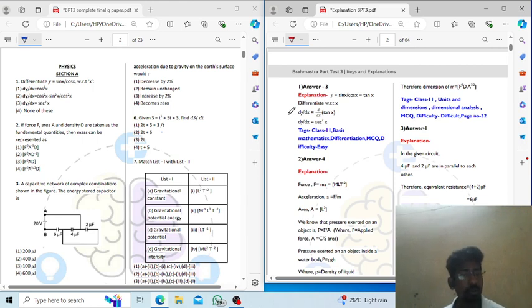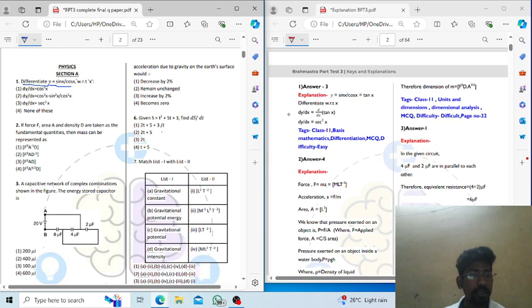So without wasting any time, let's get into solving these questions. The first question is from the differentiation of basic mathematics. Differentiate y equals sin x by cos x.